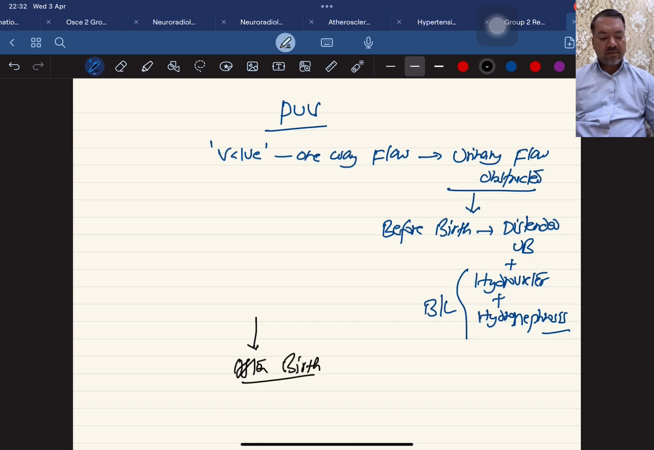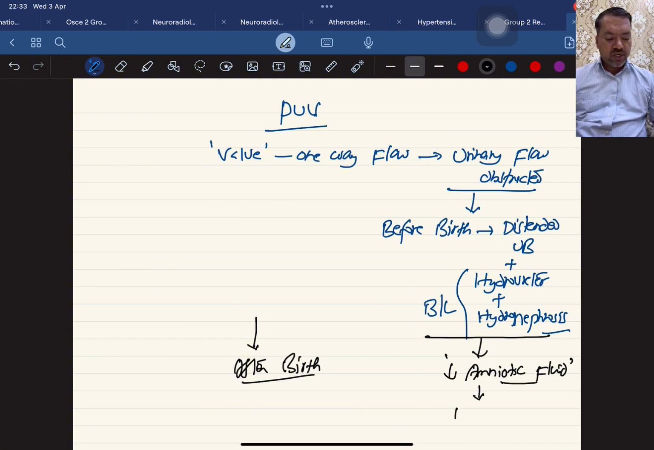One of the important manifestations of this, because of all this obstruction, there will be decreased amniotic fluid, because fetal urine is one of the very important components of the amniotic fluid. As a result of that, this is known as oligohydramnios, and this oligohydramnios will cause decreased expansion of the lung, which will lead to decreased pulmonary development. You understand? Decreased pulmonary development. And as a result of that, there will be hypoplasia of the lung.